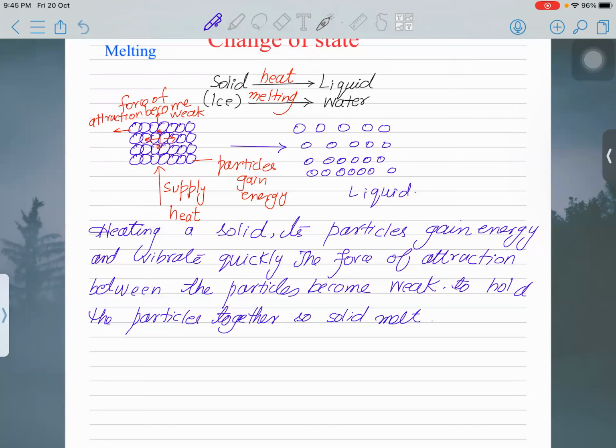ओ भाई बात समझ आ रही है कि नहीं आ रही है? आ रही सर. यस सर. Yes, sir. अल्हम्दुलिल्लाह. So मैं रिपीट दोबारा करूंगा.